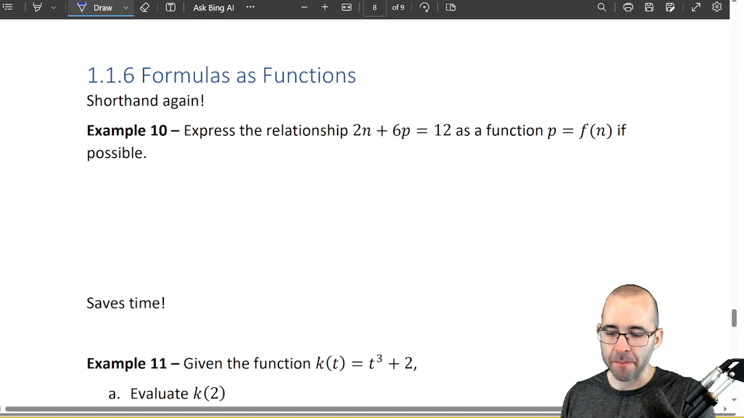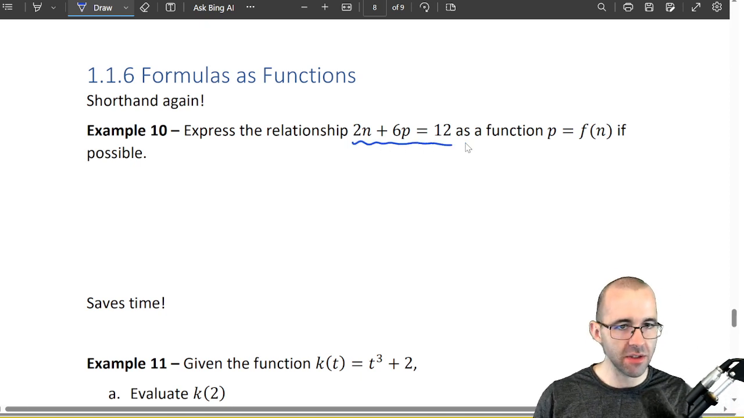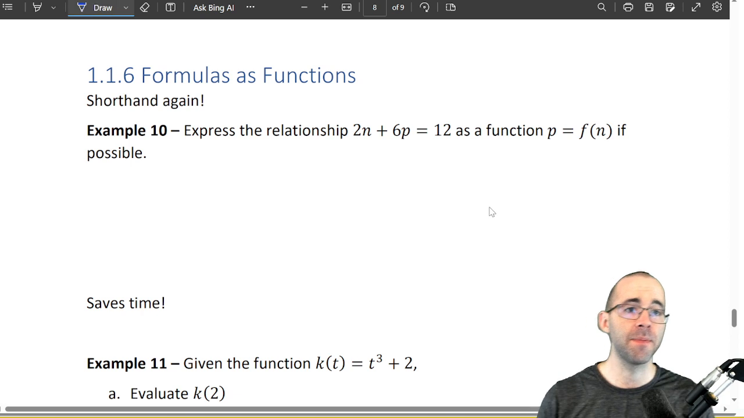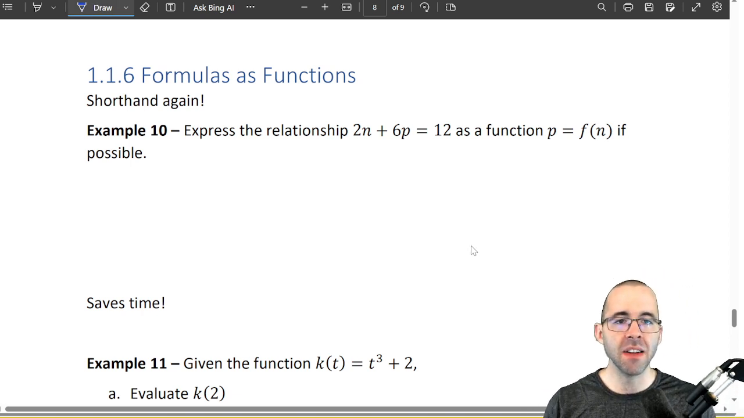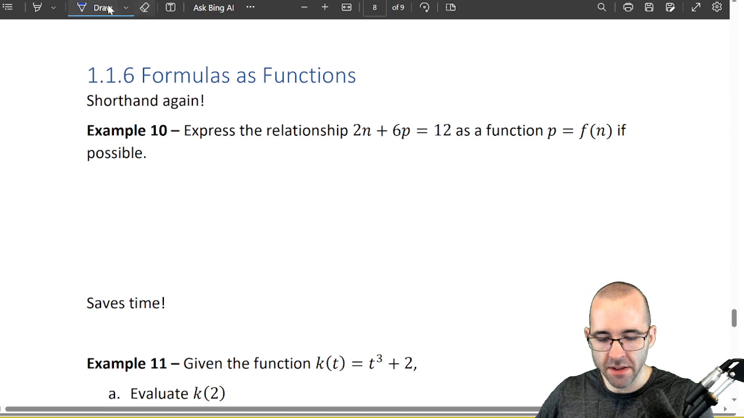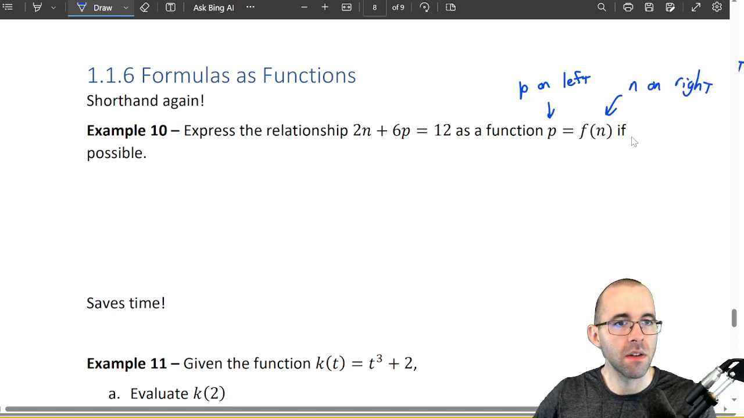Start with example 10. Express the relationship, which may or may not be a function. Well, all right, we're telling you to express as a function in that form. What does that mean? That means I want P to be our output. I want N to be our input. So in other words, put P on the left and N on the right. That's all this is really telling you to do.